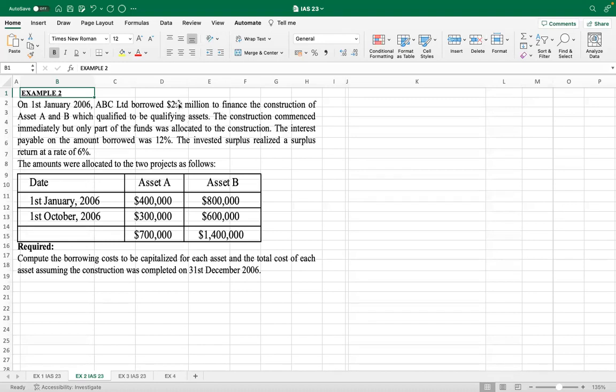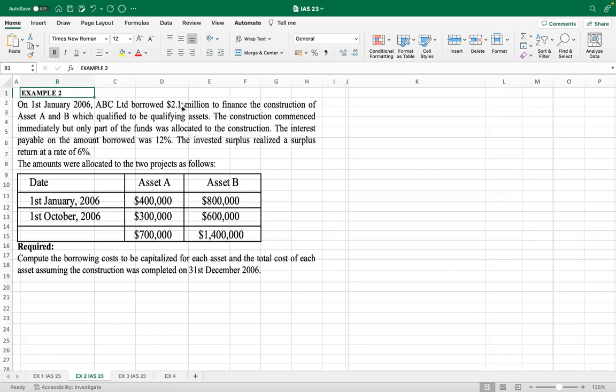So these guys borrowed 2.1 million. Construction began immediately, that is on 1st January 2006, but they did not use the entire 2.1 million. The interest payable on the amount borrowed was 12%. The invested surplus realized a return at a rate of 6%.